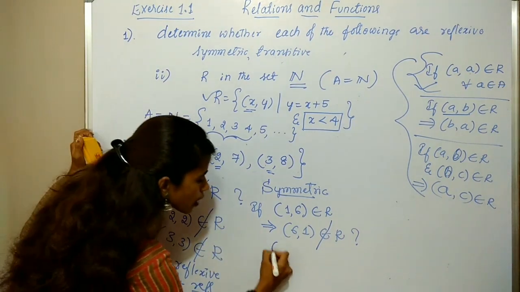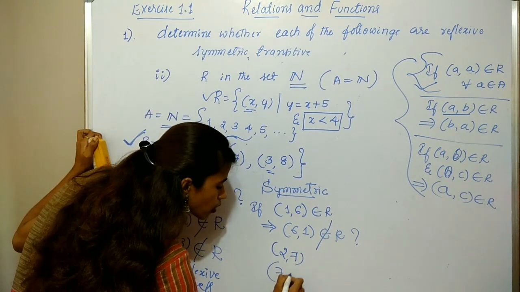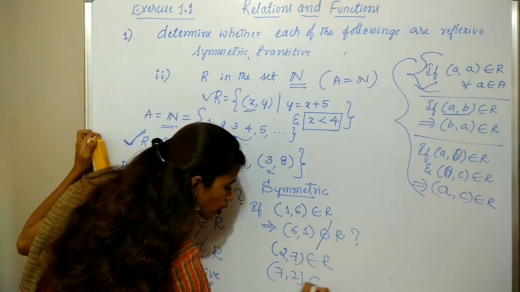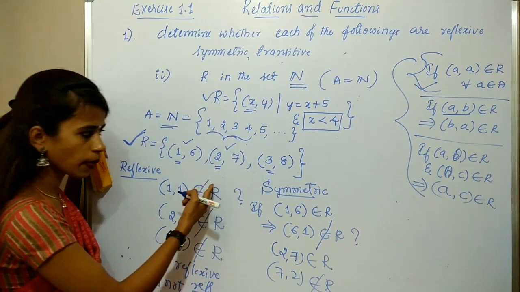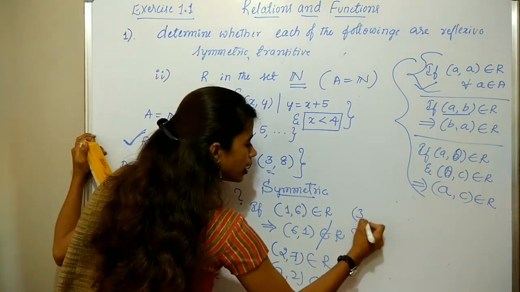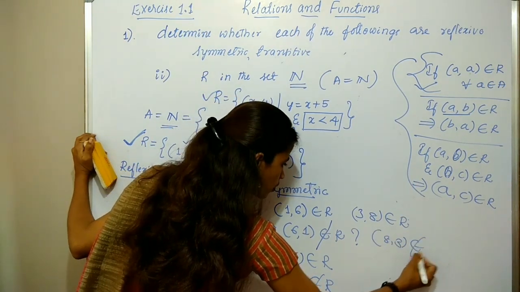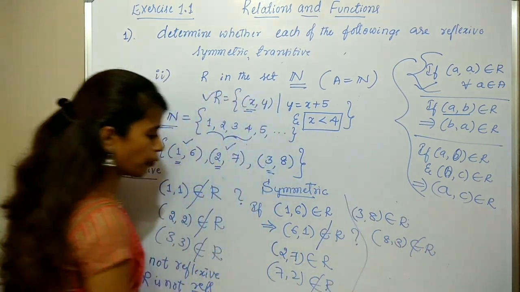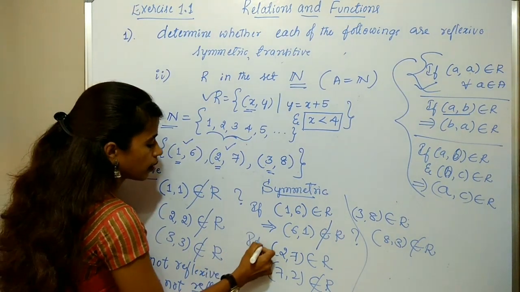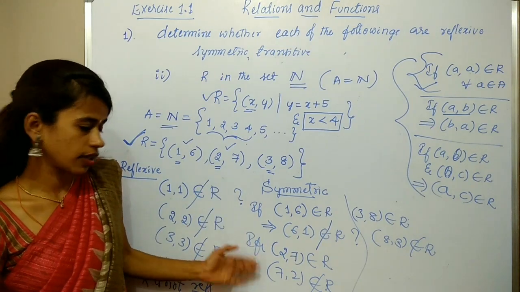If I take 2, 7, is 7, 2 in R? 2, 7 belongs to R. What about 7, 2? It does not belong to R. If I take 3, 8, and 8, 3: 3, 8 belongs to R. What about 8, 3? It does not belong to R. So therefore, the given relation is not symmetric.